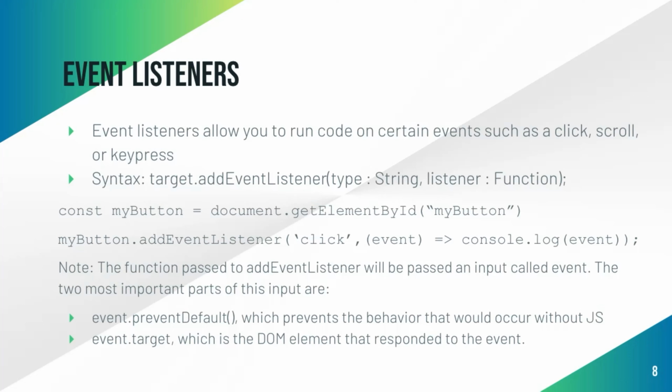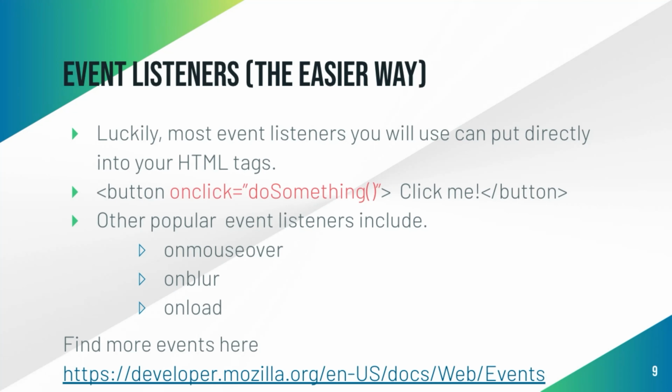And then we have the easier way to do event listeners. You can put some directly into your HTML tags. So if you're familiar with event listeners, you can just put onclick, and then you can call a function inside of some quotes. That function is going to be one of those JavaScript functions that you can put in an external file or at the bottom.